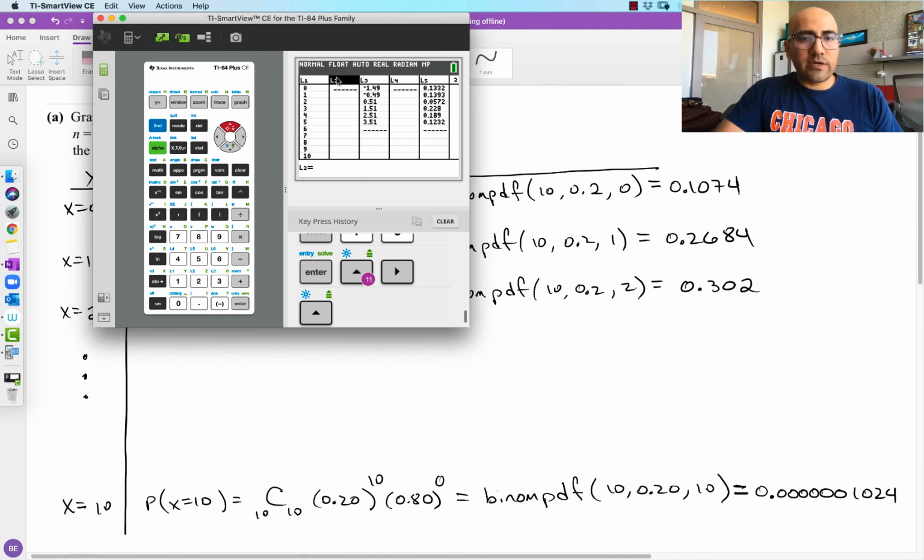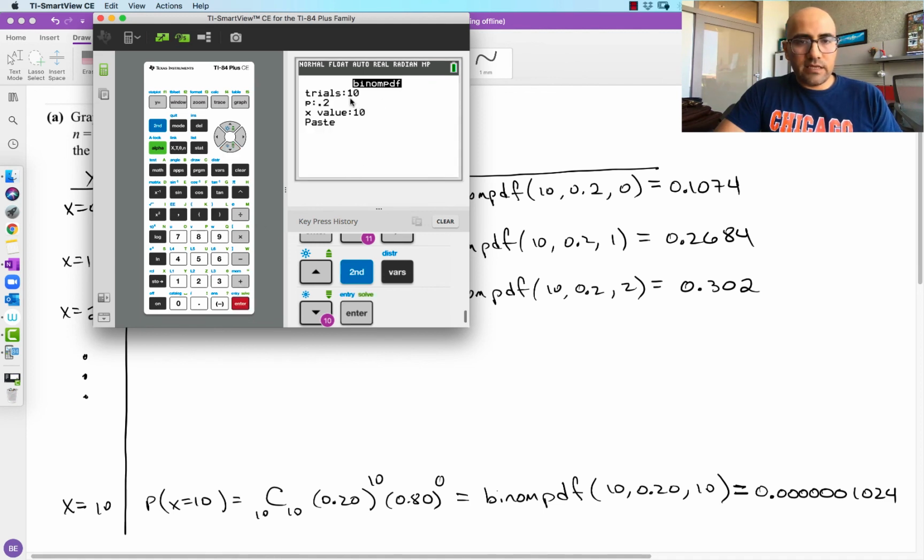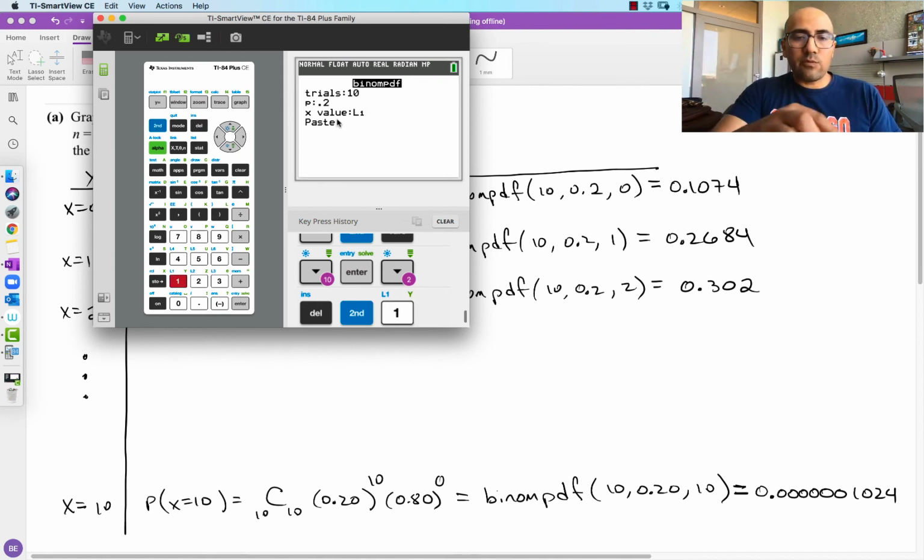And then here we're going to type in the function for PDFs. So once you're already in the L2, you're going to type in distribution, go down to binomial PDF, hit enter, and then it's 10, number of trials, probability of success is 0.2, and this is what's different. We're not going to type in an individual number. Instead, we're going to delete that, and we're going to type in L1.